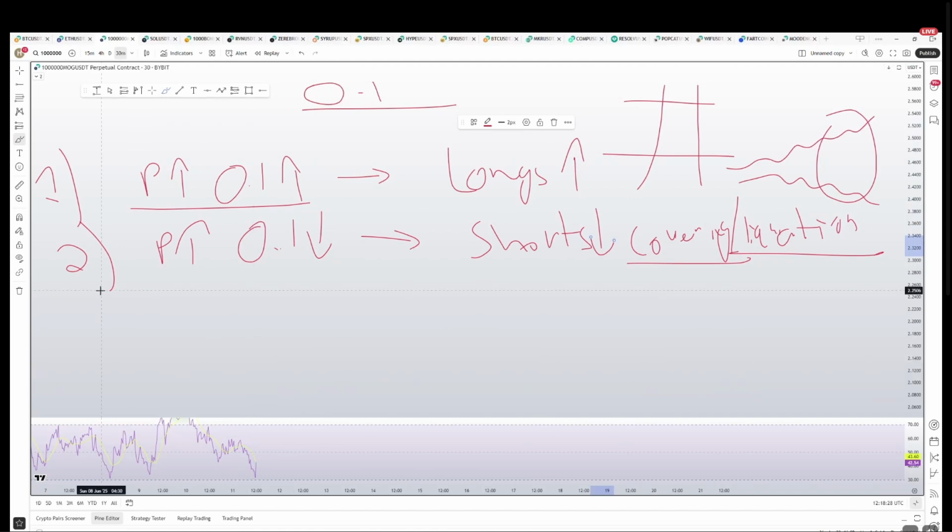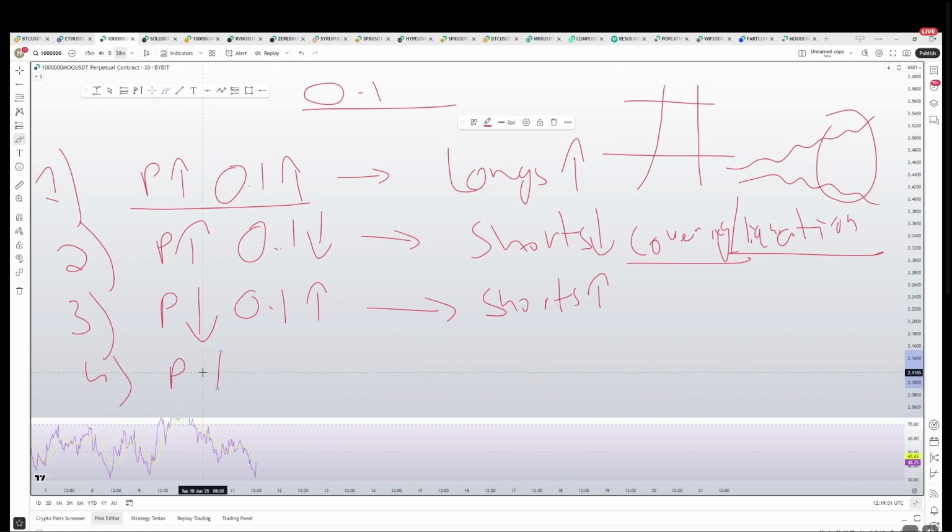The third scenario is the price decreasing scenario. Price is decreasing, but on the other hand, the OI is increasing. What does that tell you about the market positioning? How can an increase in the number of contracts make the price go down? Shorts opening, right? The more you short, the more the price goes down. So it's shorts increasing.